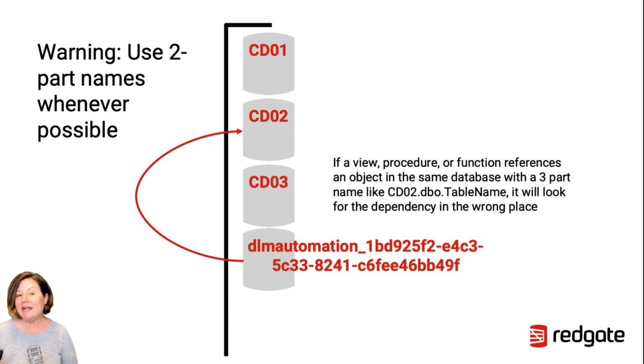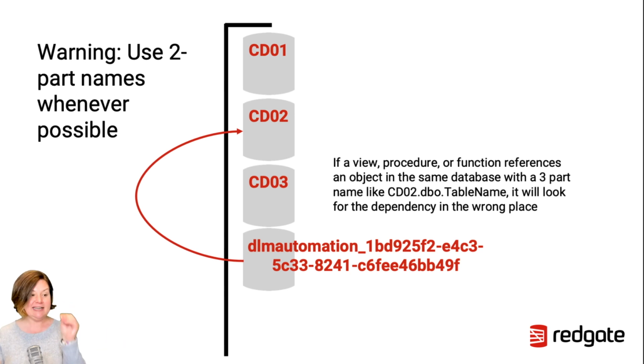One of the things you'll want to check your code for if you're building with a dynamic name is to look in your code and see if you have code that uses three-part naming to reference code in the current database. So for instance, if I have a view in here that's selecting from a table, and in the view, the table name is coded as cdo2.dbo, and then the table name, or whatever the schema name is, right?